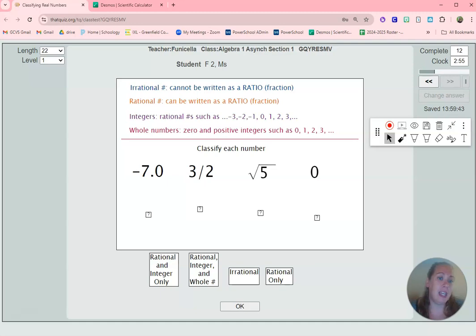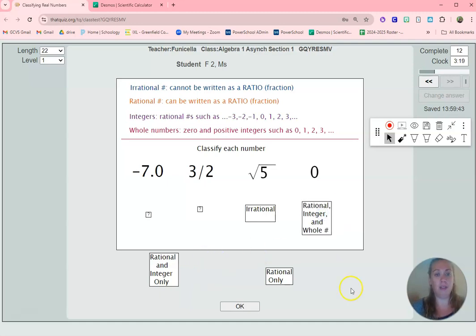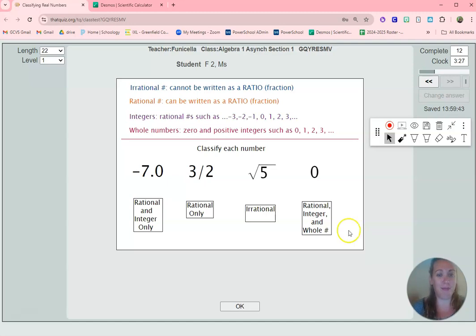Doing some sorting again here for this one. I'll just give you all a second to try and sort it on your own, and then check your answers. There's only one irrational number here. That's always a great place to start. And this is going to be the square root of 5. That is not a perfect square. It is irrational. 0 is a whole number. 3/2 is rational. And -7 is a rational integer. Beautiful. Go ahead and hit OK when you're ready.